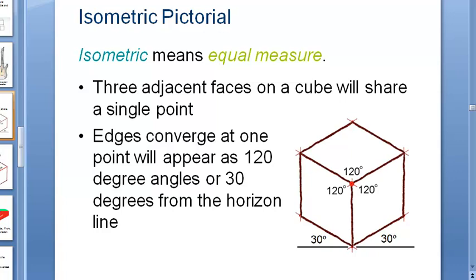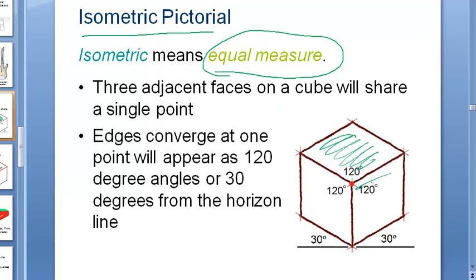Basically, what you need to know is that in an isometric pictorial, it means equal measure. So in your notes, you probably want to write this whole screen down. We have three adjacent faces on a cube that will share a single point. So what that means is this face right here and this face are adjacent to each other because they're touching, and then this face is also adjacent because it's touching all three, and they are all sharing this point right here. The way to properly draw an isometric pictorial is that you need to have these guys at 120 degrees from each other.